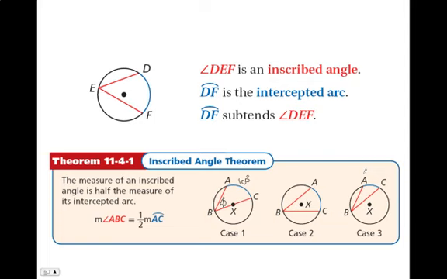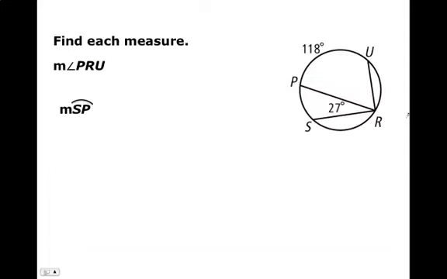On your note card at this time, make sure that you write the phrase: central angle, same as arc. Inscribed angle, half of arc. So central same, inscribed half. Let's look at some examples.